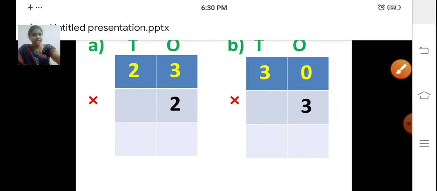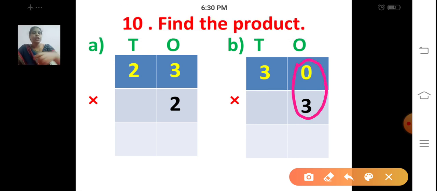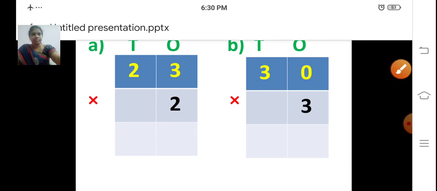So I'll repeat the second sum one more time. First we are going to multiply these two numbers. 0 into 3 is 0. Now multiply these two numbers. 3 threes are 9. 9 tens. So 3 tens into 3, 9 tens. Write it down. 90. Clear? Shall we do two more sums? Yes.